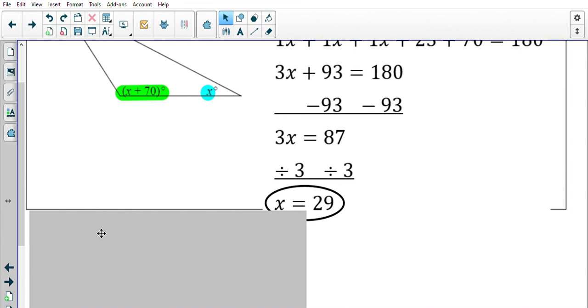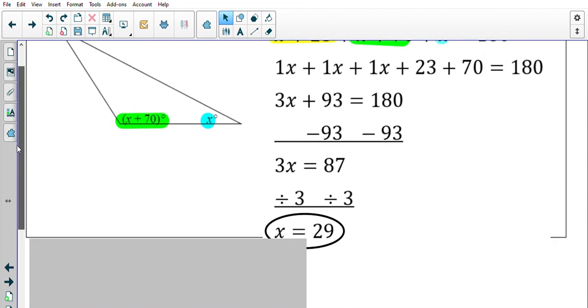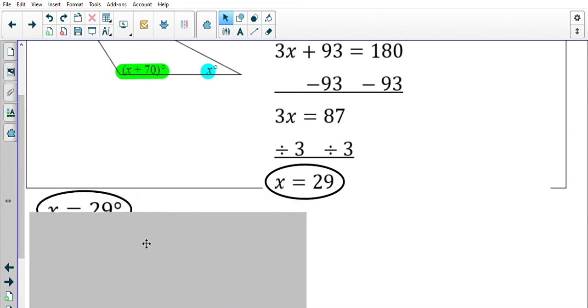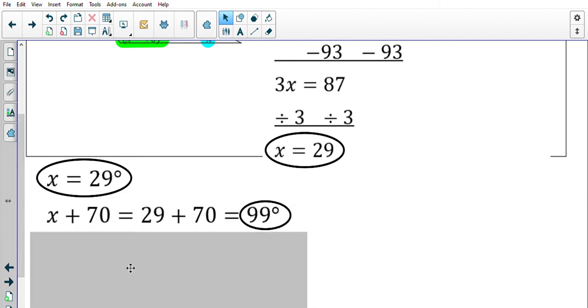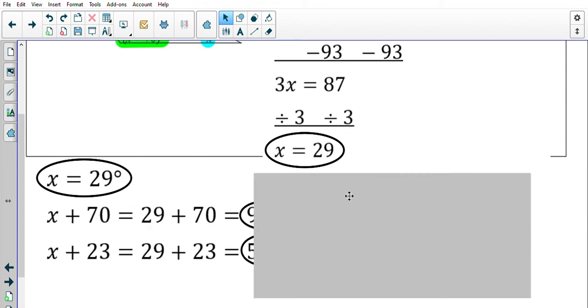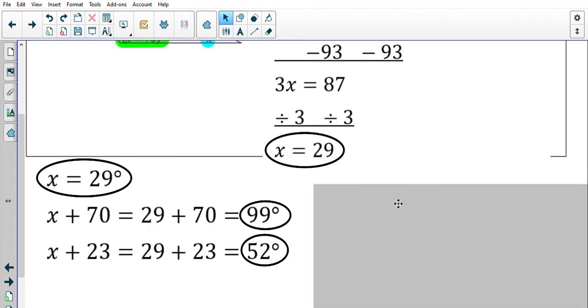Now our three angles are x, x plus 23, and x plus 70. So the x degree angle is 29 degrees. That's this guy, the blue highlighted one from above. We have x plus 70 came next. So replace x with 29. 29 plus 70 is 99 degrees. Then, excuse me, we've got our x plus 23. 29 plus 23 is going to get us 52 degrees.